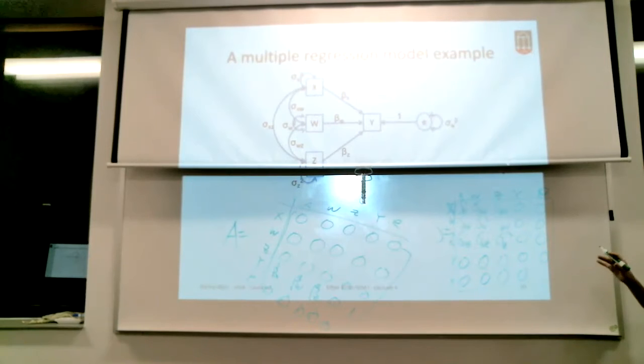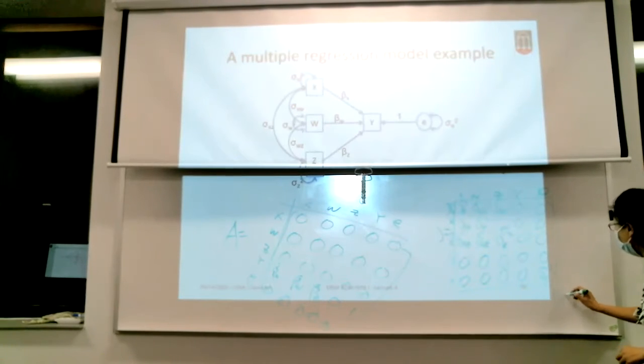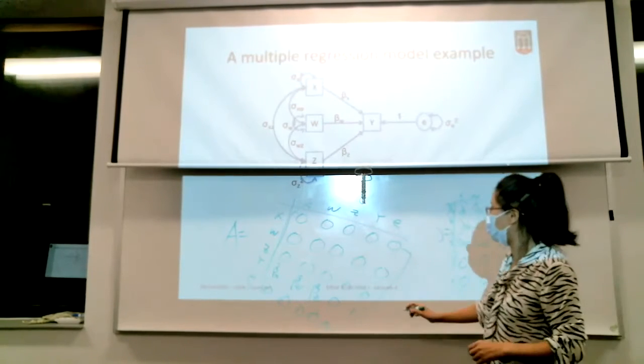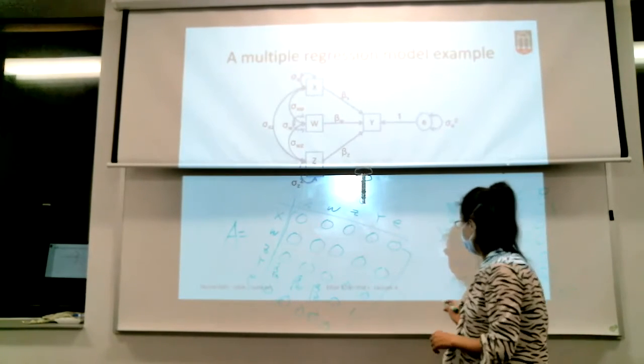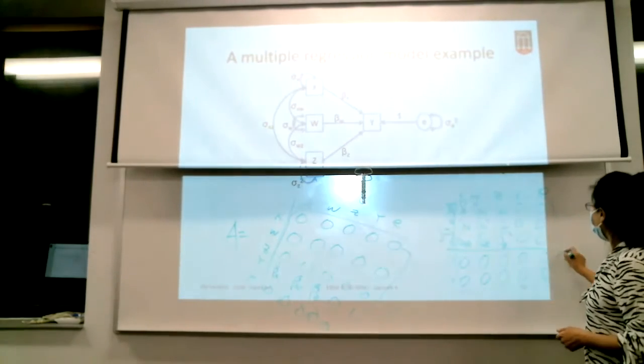Double-headed arrow. Yes. What is the element? What is the value? Sigma E squared, exactly. This is our S, 5 by 5. Same thing here, it's 5 by 5. That's it. This is our double-headed arrow here.